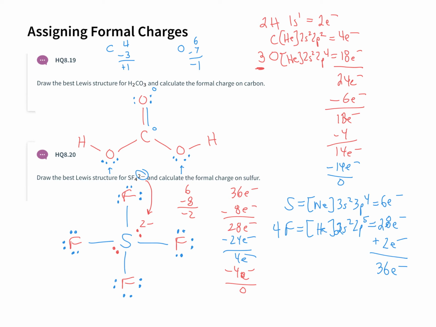So by following the rules that we know, determining the total number of valence electrons, placing those valence electrons, filling the octet, and then checking: did I fill the octet? Did I break the octet rule? And checking the formal charge, we should be able to know whether we have the best Lewis structure or not.